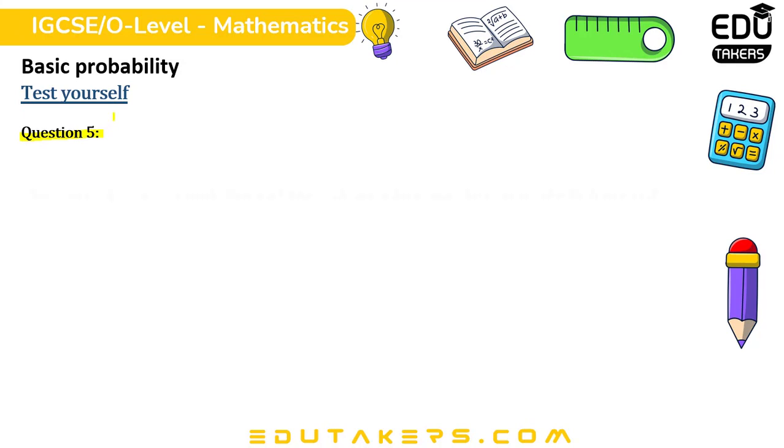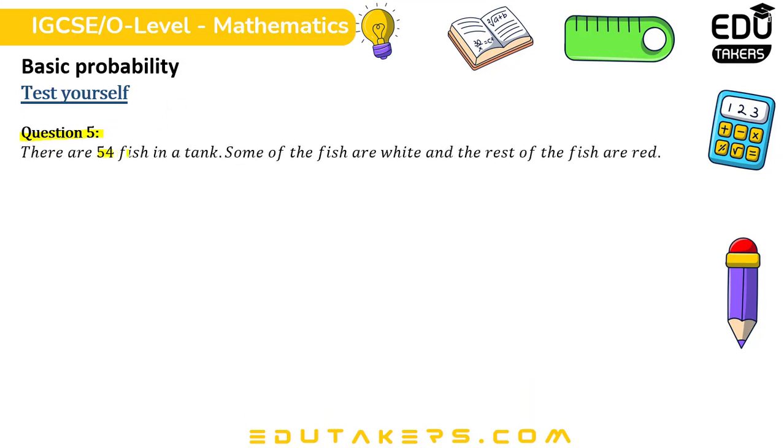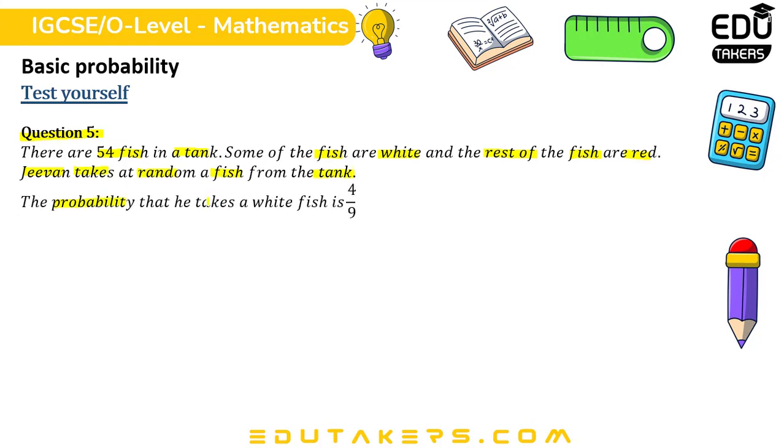Question number 5. There are 54 fish in a tank. Some of the fish are white and the rest of the fish are red. Jeevan takes at random a fish from the tank. The probability that he takes a white fish is 4/9. Work out the number of white fish originally in the tank. It's a 2-mark question.